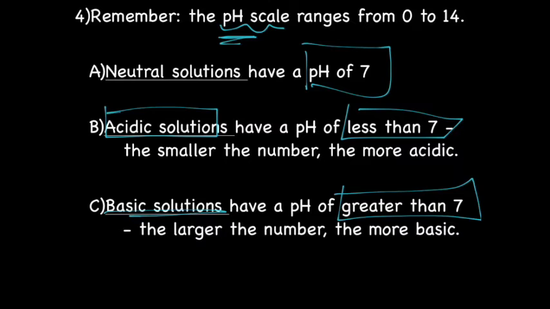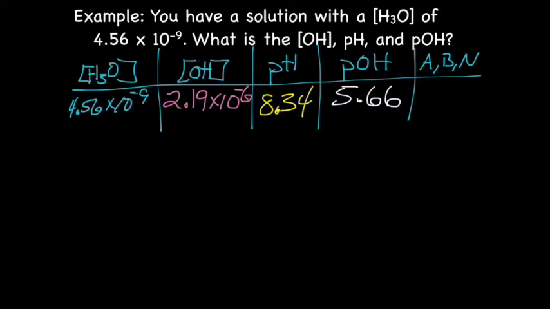Remember, though, we're talking about pH. So let's look back at our problem. And our pH is 8.34, which is greater than 7, which means that our solution is basic. Okay, that's really all there is to doing pH calculations.